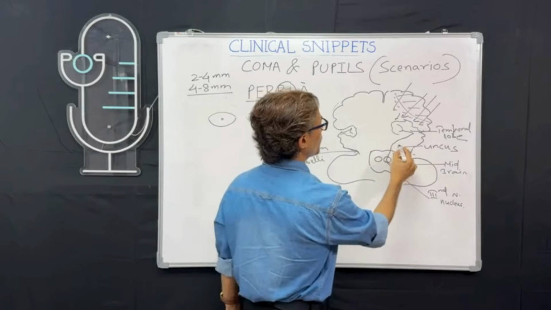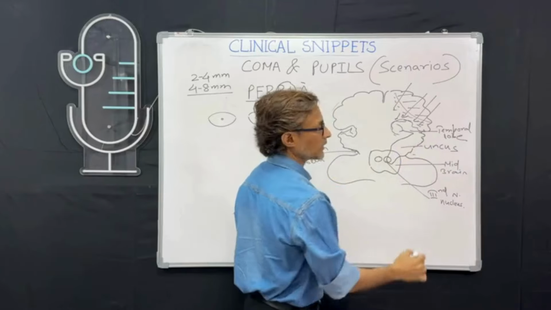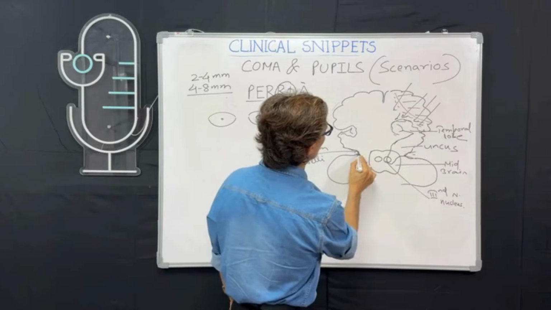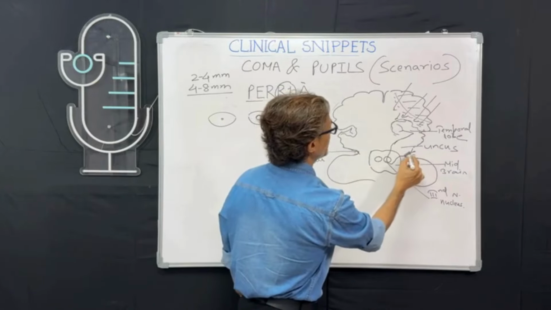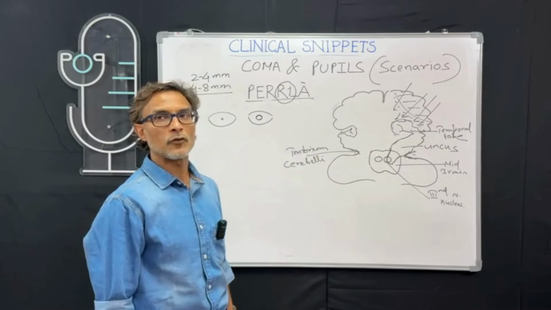This pressure from above is gradually leading to herniation of the temporal lobe. Which part of the temporal lobe? The uncus of the temporal lobe. This is the temporal lobe. This is the uncus of the temporal lobe. The uncus is herniating through the tentorium cerebelli into the infratentorial fossa.